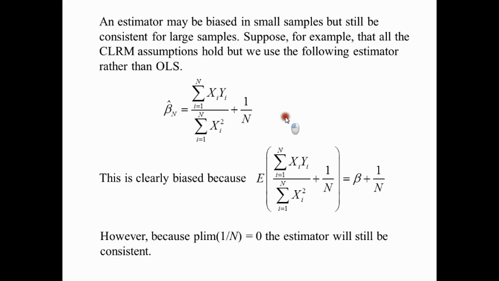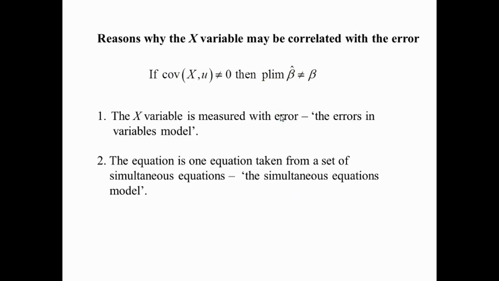Just to finish up, a couple of things here. First of all, why might there be a correlation between the x variable and the error term? So under what circumstances might we get an inconsistent estimator? Well, we can show that this occurs in two important cases. First of all, if the x variable is measured with error, what we call the errors in variables model. Notice it doesn't matter whether or not the y variable is measured with error, because that's taken account of by the fact that we've got an error term u in our equation. But if the x variable is measured with error, we'll get an inconsistent estimator. The covariance of x and u will be non-zero, and the plim of beta hat will not be equal to beta. That's something we're going to cover in the next lecture.